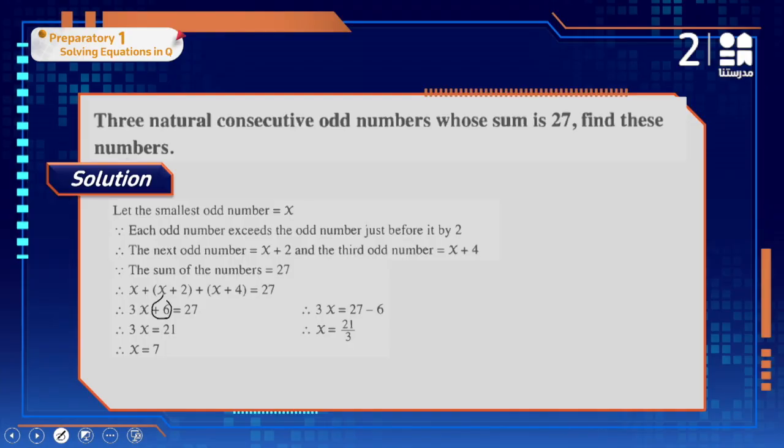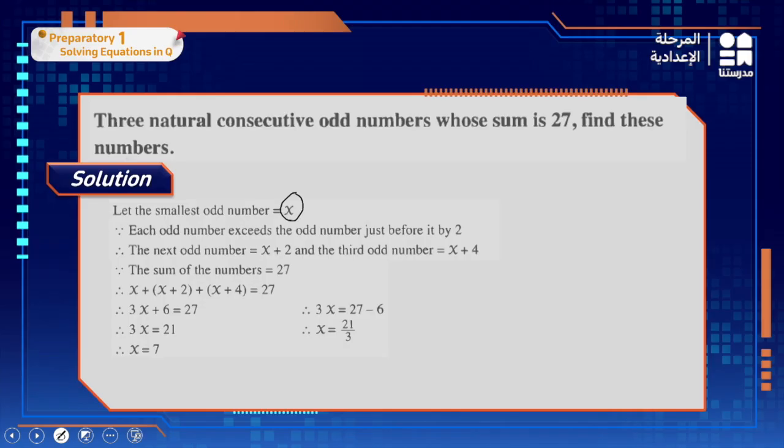When we subtract 6 from both sides, we will get 3x equals 27 minus 6 is 21. Then divide by 3 to get the variable alone. When I divide by 3, we will get 21 divided by 3 equals 7. Now we got x, which is the first number of them.